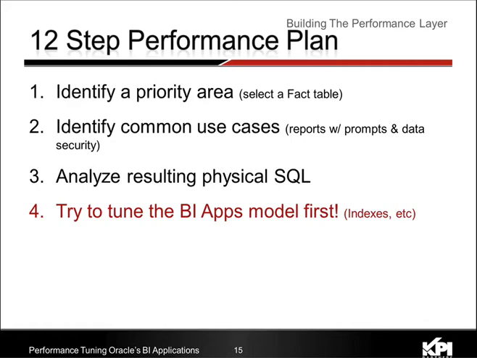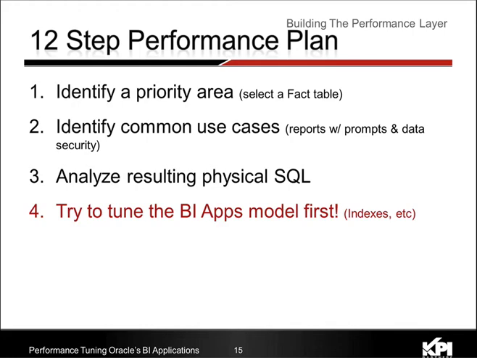What we really want to try and do is make sure our scope isn't too great. We're not trying to solve every performance problem in this first go-around. Let's pick a star. Let's pick a fact and optimize that. Next thing we've got to do is find some common use cases. So in other words, let's identify 10 to 20 reports that are indicative of the kind of usage that this fact table and this star might actually see. We're not looking for outliers. We're looking for common use cases.